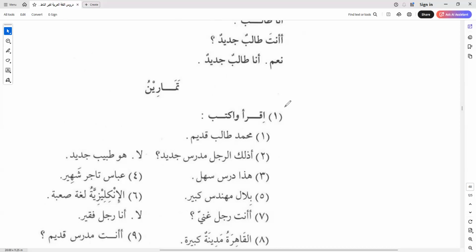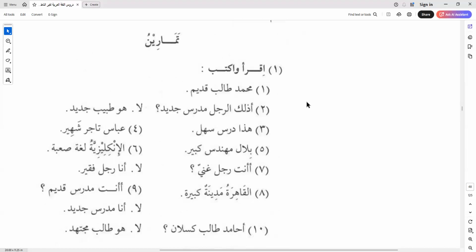So we're looking at Tamreen or lesson point number الأول. Number one, اقرأ واكتب, read and write. Muhammad طالب قديم. First of all, let's look at the objective here. What are we trying to learn in this lesson point number one? Here the author is introducing us to about 10 adjectives in لغة العربية. So let's look at them.